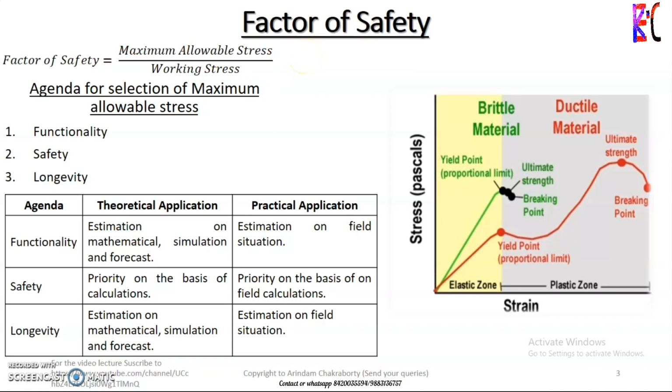If the factor of safety is 1 or less than 1, that means you are in a problem, a dangerous problem. So factor of safety depends on three criteria: functionality, safety and longevity. Functionality depends on how mathematical. There are two aspects again, theoretical application and practical application. The functionality in theory depends on mathematical simulation and forecast.